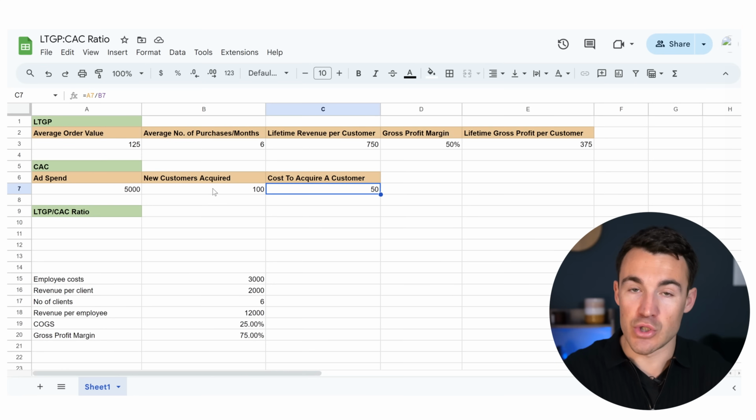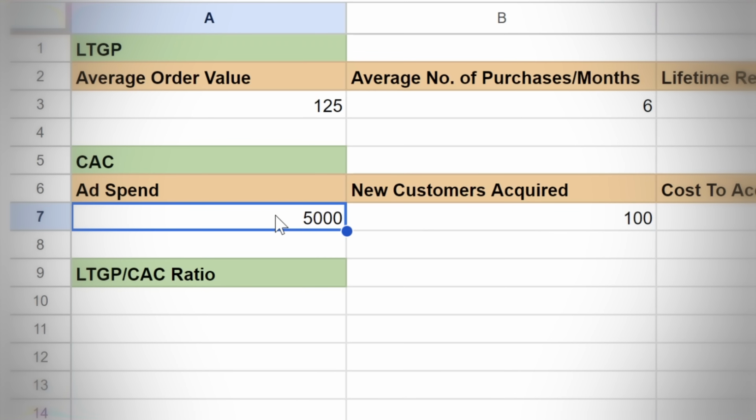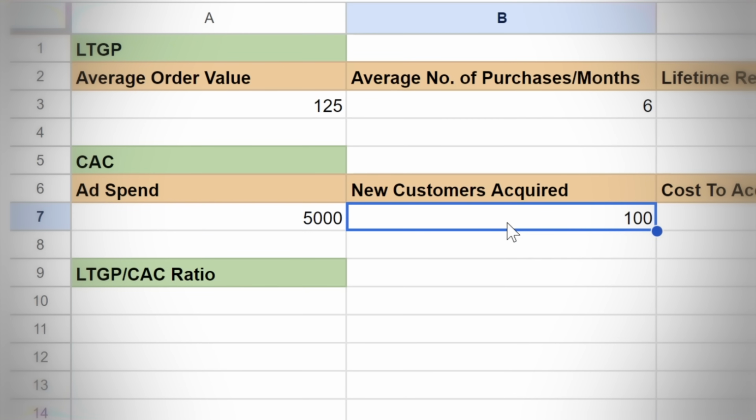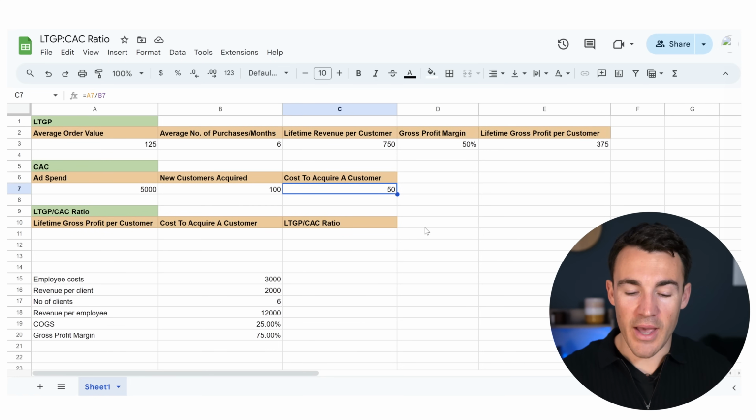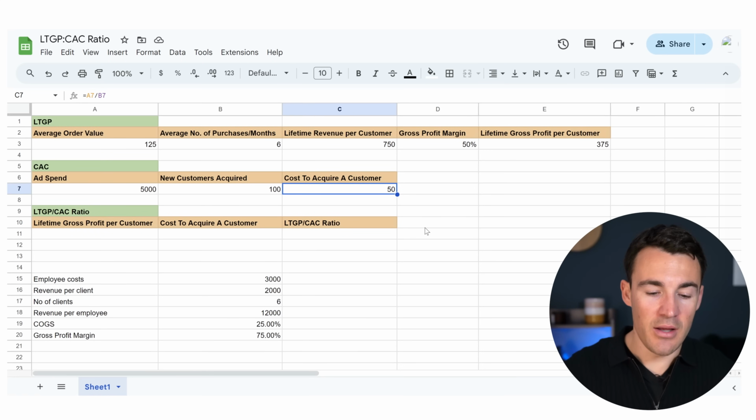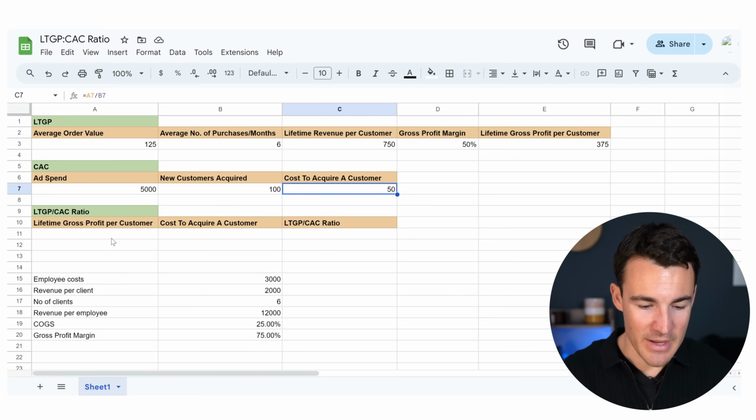But just make sure that those two numbers match up, right? So you're looking at the ad spend and the new customers acquired in the same time period. Okay, so now we need to put these two numbers together as a ratio, and I've added some more information to make it super, super clear, right?